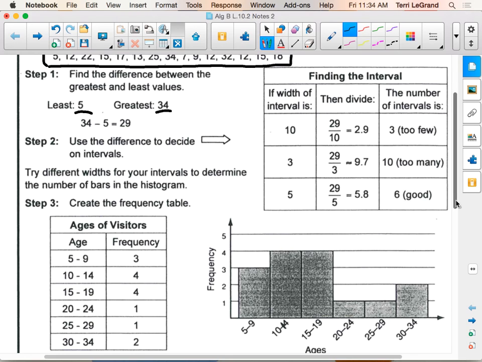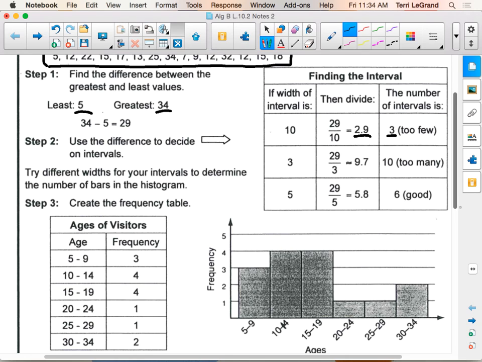If we want the interval to be a distance of 10, let's take our total distance we need, 29, and divide it by 10. That would give us 2 9/10, or about 3. So basically we're saying that would mean 3 intervals is all we would have. So that's not really a good representation. That's too few. So then you decide, okay, well then let's go with 3, because 3 is pretty close. It goes into 30.